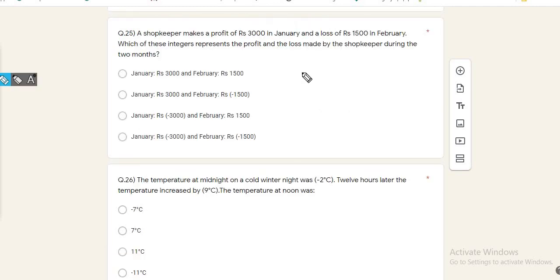Question 25. A shopkeeper makes a profit of rupees 3000. As we know that profit is taken as positive, so we write plus 3000, and then a loss of rupees 1500 in February. So in February it is the loss, so loss is written in negative. Profit is positive, loss is negative. So B is the correct option.